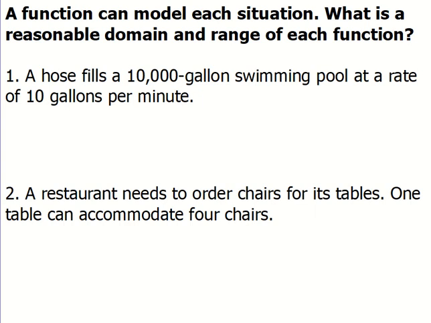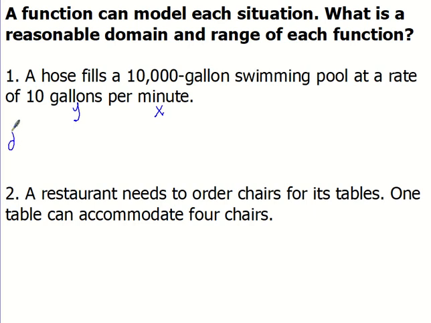So a hose is filling up a 10,000 gallon swimming pool at a rate of 10 gallons per minute. Okay, so the first thing would be determining what is your x and your y. So the x's are going to be our time. Okay, right? Because time goes on forever and ever. It's independent of everything else. So our time, or our minutes, is going to be x. And the number of gallons is going to be our y.